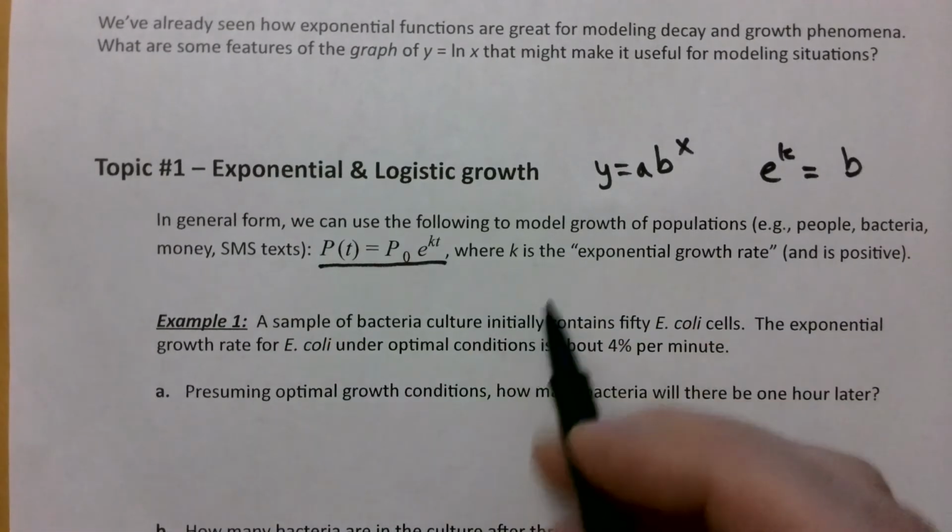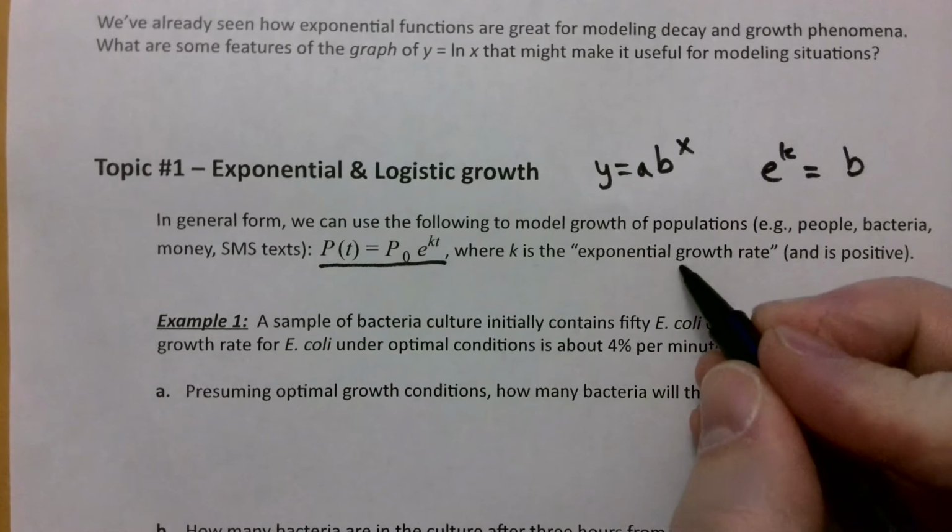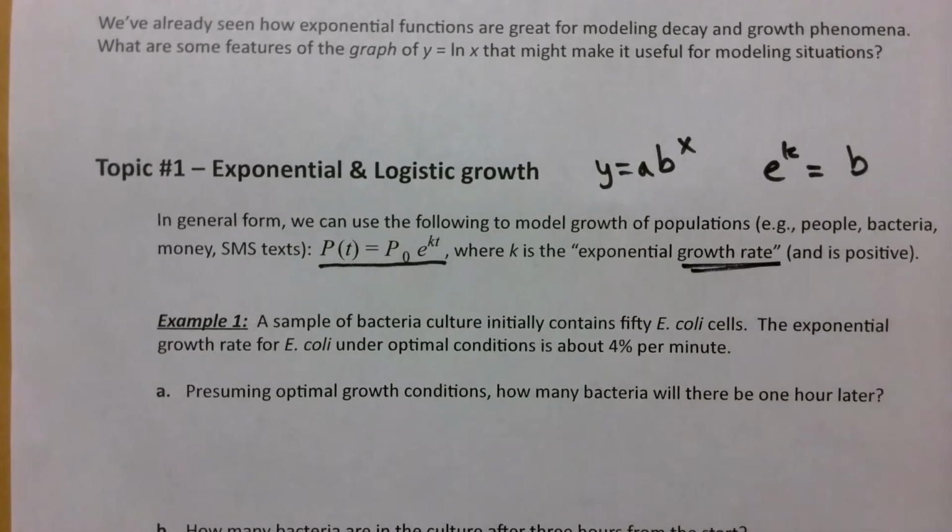So note here, k is the exponential growth rate and is always positive when we're talking about exponential growth. When we're talking about exponential decay, that k would have to be negative.